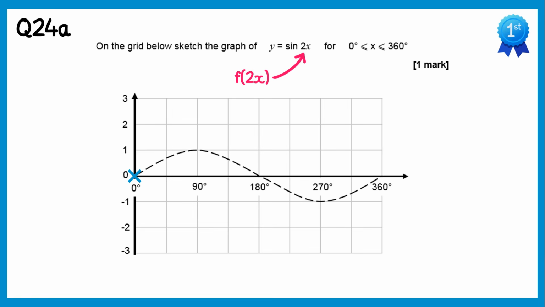So 0, 0 will stay in the same place, but the point at 90, 1 will now be at 45, 1, halfway. We'll then continue like this so that we get one cycle in 180 rather than 360, and then our second cycle in the next 180. If we join up all of these points with a smooth curve, we get this, which is sine 2x.